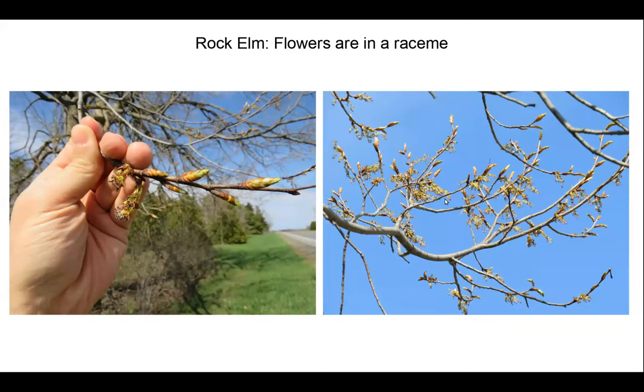So the original name for rock elm was actually Ulmus, meaning elm, racemosa, referring to the flowers. And it was changed to thomasii because I think there was another elm that had already been called racemosa, at least at one point. So it was actually switched to honor David Thomas, I think it was, who first recognized rock elm as a different species.